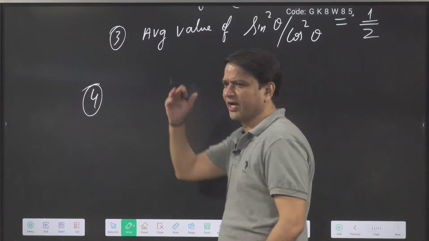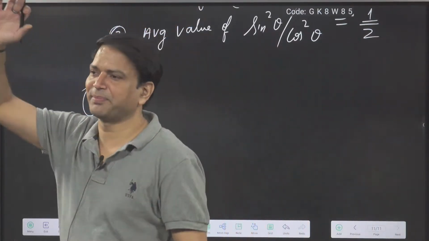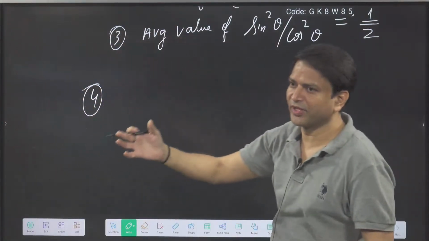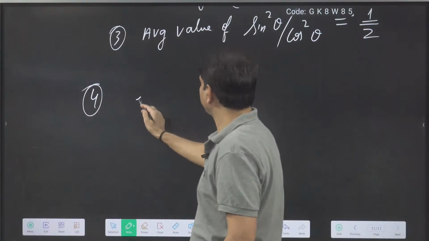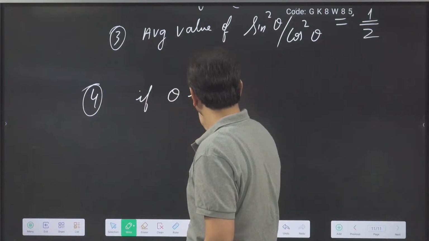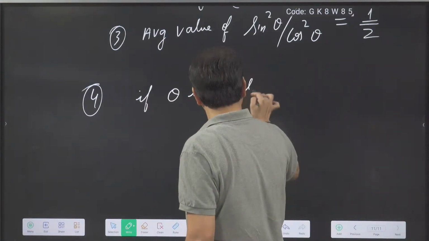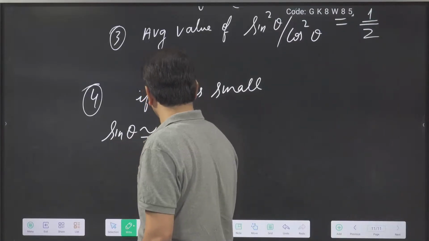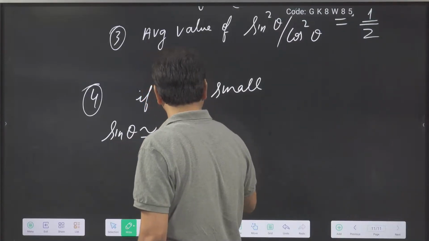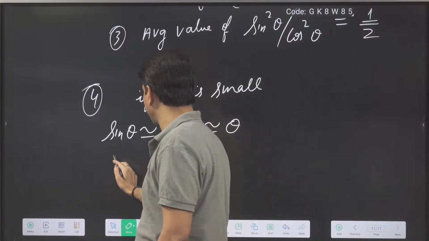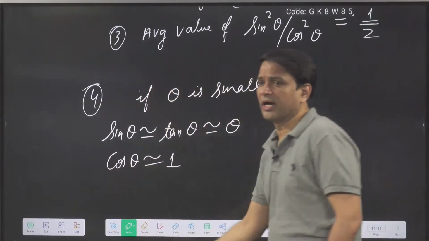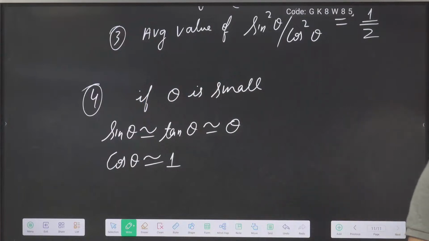Next point, this we have used in so many places, in the exam also, for derivations, when we are learning this we use this step. If theta is small, then sin theta is equal to tan theta, we can write as theta. And cos theta approximately we can take as 1. I think everybody knows this.